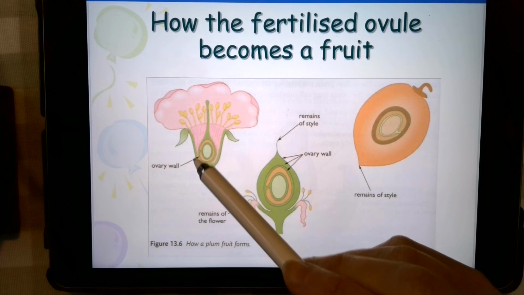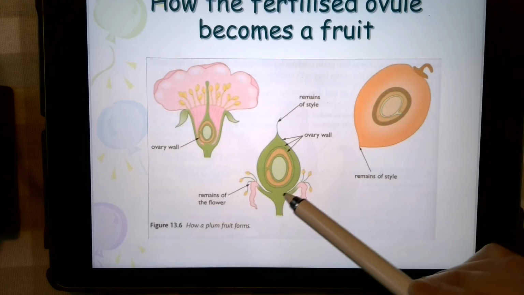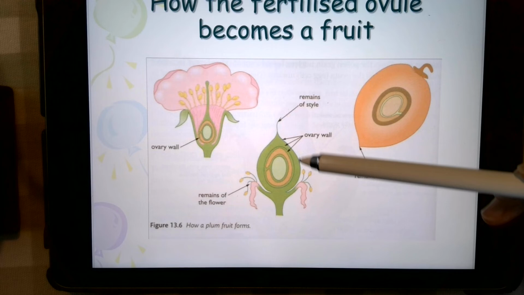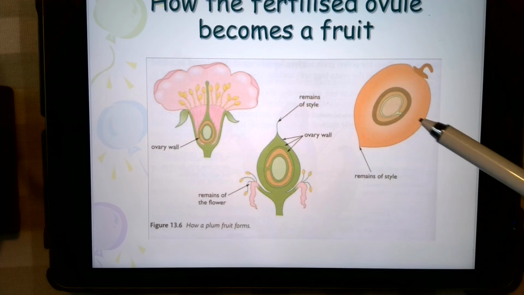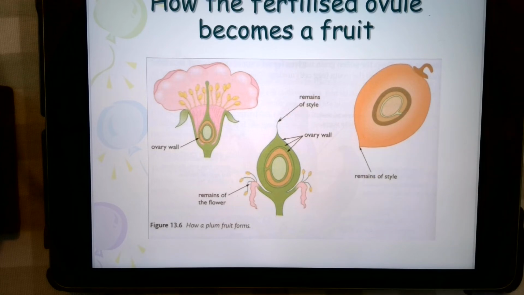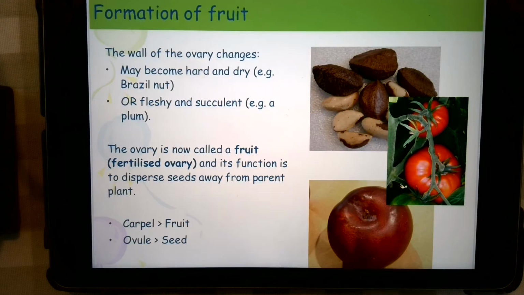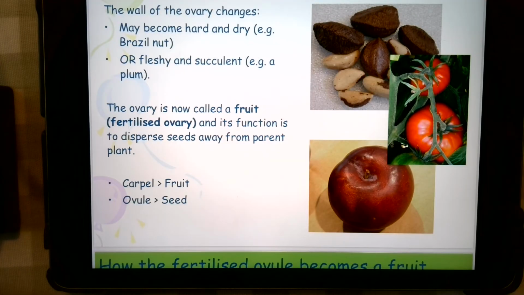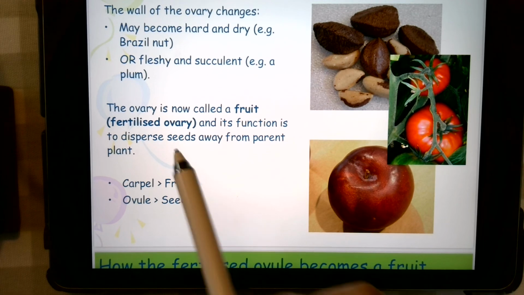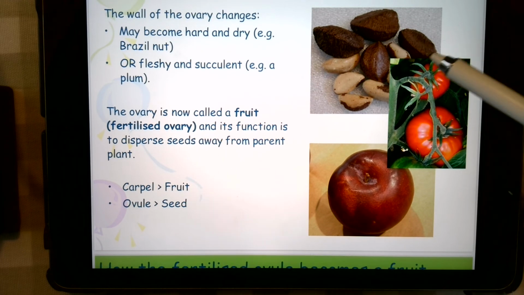You can see this whole region here begins to swell and becomes the fruit, and there's the ovary wall, and we get the ovules within that will begin to become the seeds. Now in most flowers the ovary will become fleshy or succulent, often what we regard as a fruit, but some can become hard and dry and can form nuts. Of course, the main function of this is to try and encourage some form of dispersal.